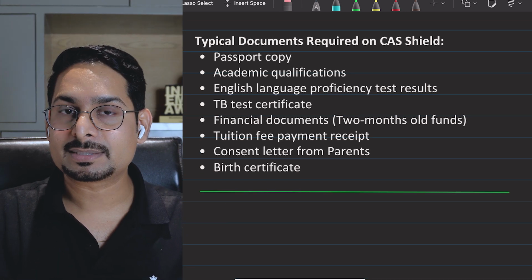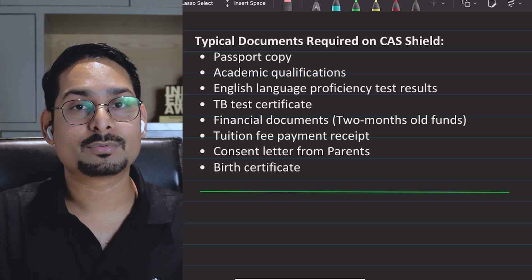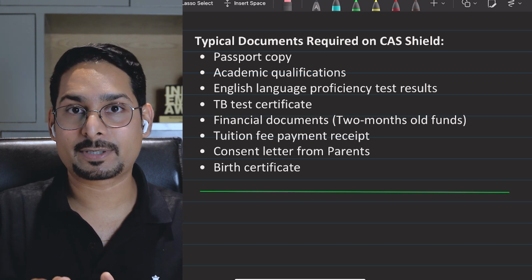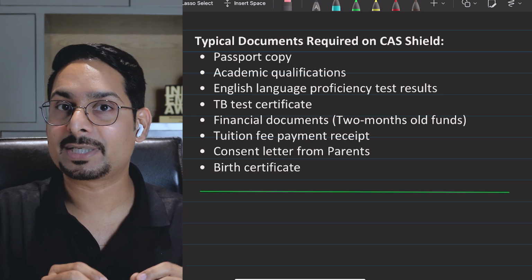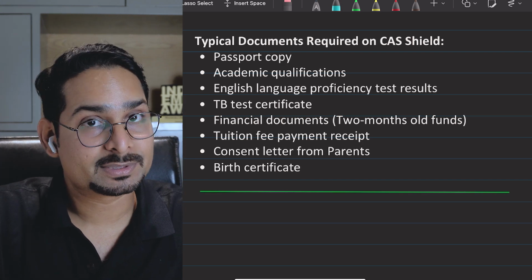If these financial documents are from your parents, then you need to get a consent letter from your parents that, okay, you are allowed to use these funds for your education purpose in UK. And the last is birth certificate. Let's talk about the financial documents in detail.